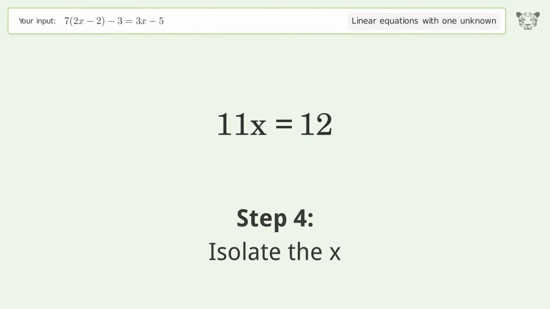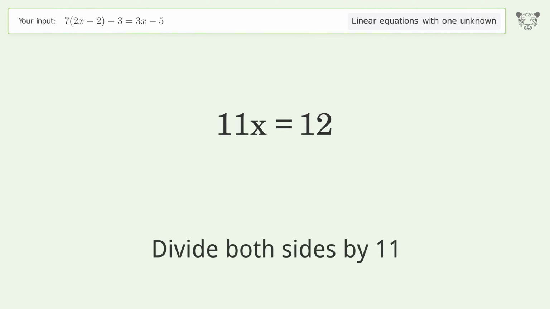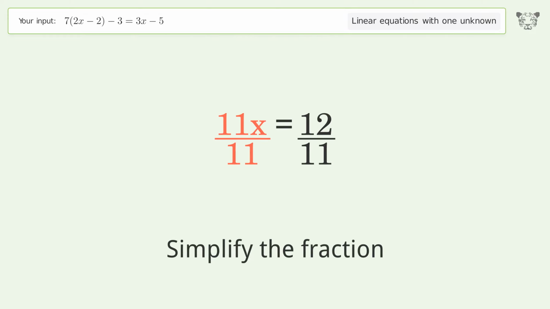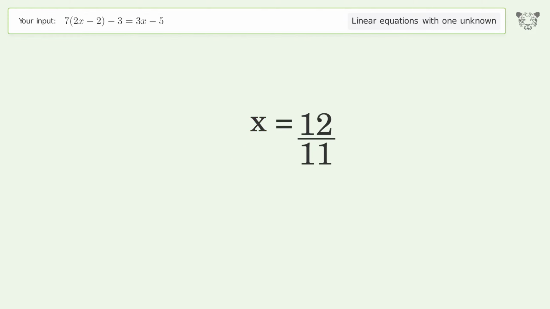Isolate the x. Divide both sides by 11. Simplify the fraction. And so the final result is x equals 12/11.